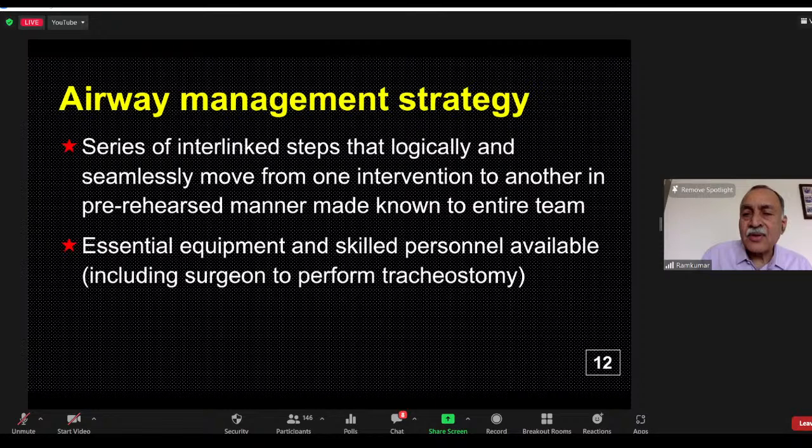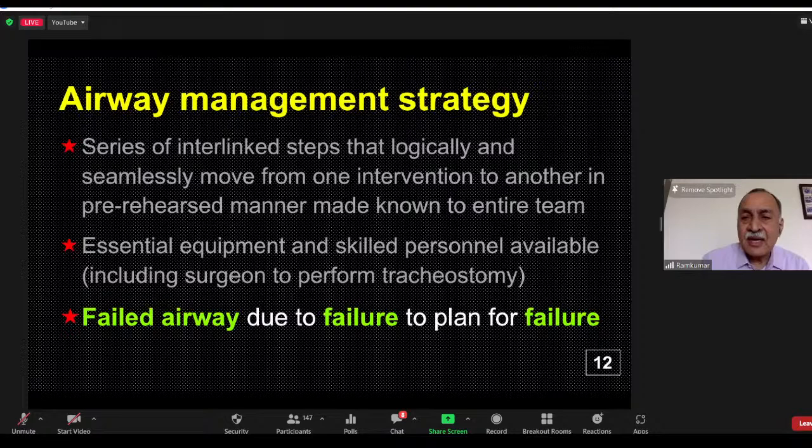Remember that a failed airway is often due to failure to plan for failure. All of us are very experienced. Some of us think, oh, I have 35 years of experience under my belt, I can never go wrong. And the reason for that is just a three-letter word, spelled E, G, O. That is ego. And none of us should have any ego, especially when it concerns a patient's airway on which the patient is dependent for his or her life. So always be prepared for failure. If you do not plan for failure, you might result in failure, and that will result in a failed airway.